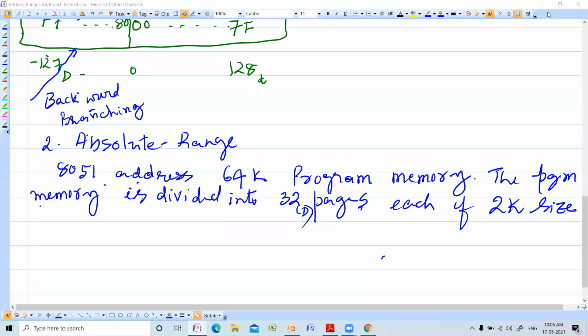8051 addresses 64K program memory. The program memory is divided into 32 pages, each of 2K size.